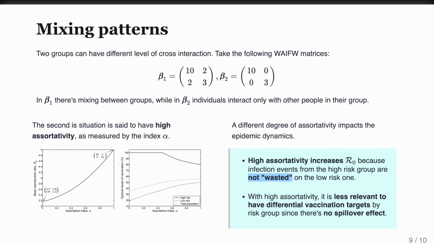Another thing to notice is that when there is high assortativity, it gets less relevant to target the vaccination towards the high risk group, because we need to block the epidemic separately in both groups, since there is no spillover effect between the two of them.